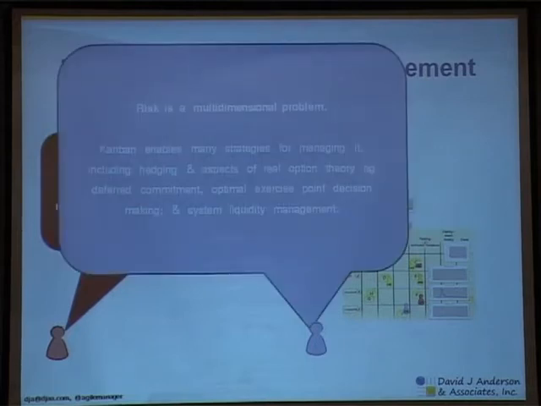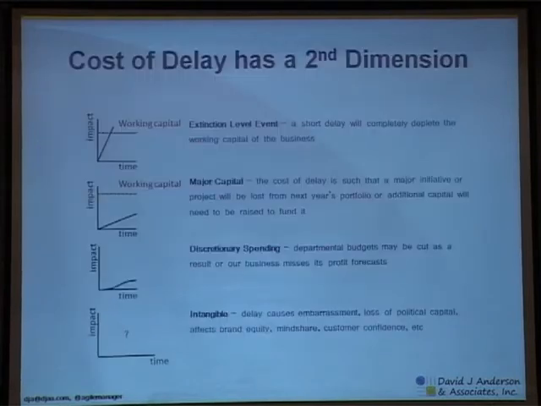However, I've only really shown you one or two risk dimensions. It's a multi-dimensional problem, and I have some other taxonomies that help out with this. This one is to determine the order of magnitude of the cost of delay. So the top level is extinction level event.